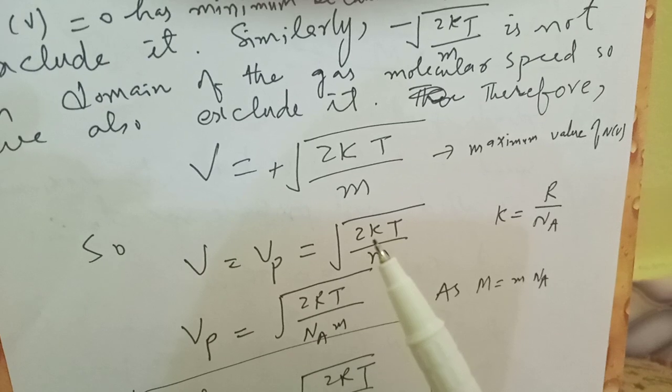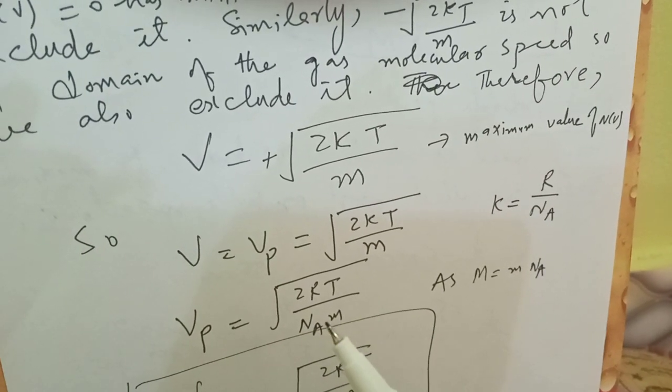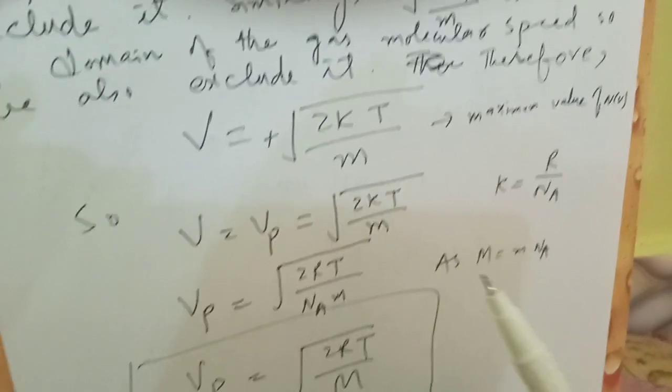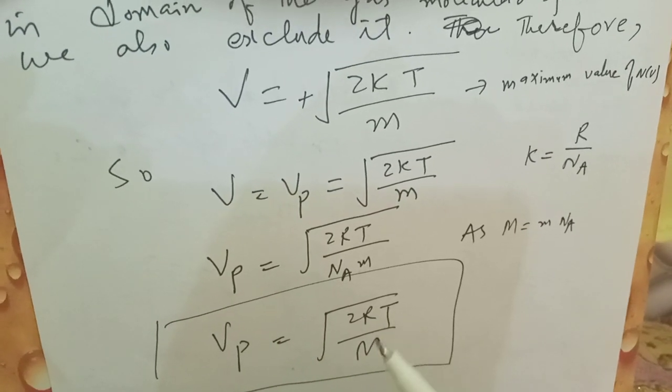Now if I put the value of k, which is equal to R by Na, we'll get 2RT divided by Na m, and this Na m is actually the molecular mass, which is capital M, so that we get Vp is equal to the square root of 2RT divided by M.